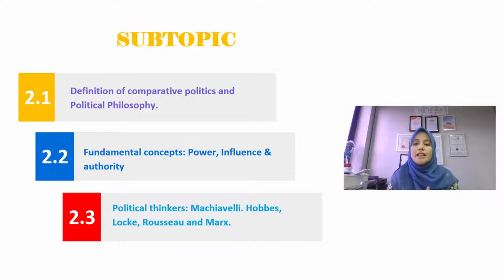And number three is about political philosophy. So we are going to learn about 5 philosophers. Number one, Machiavelli. Number two, Hobbes. Number three, Locke, Rousseau, and Marx, Karl Marx.